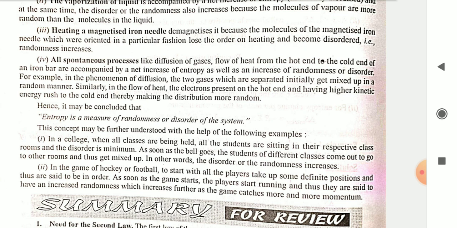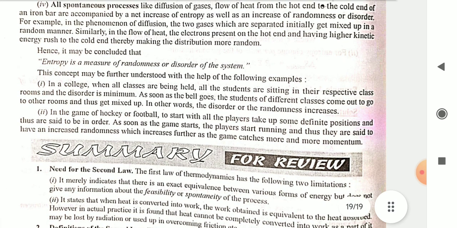Second, in a game of hockey or football, to start with all the players take up some definite positions and thus are said to be in order. As soon as the game starts, the players start running and thus they are said to have an increased randomness, which increases further as the game gathers more and more momentum.